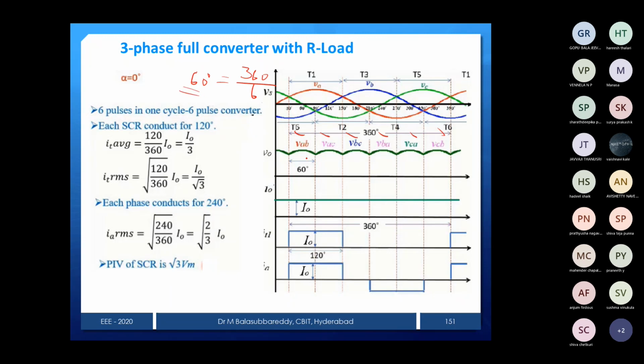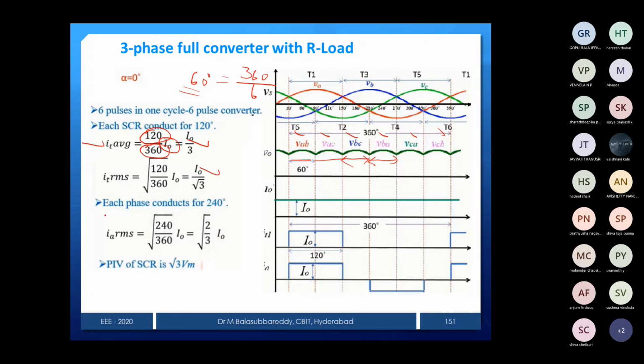Each device, meaning T1, is conducting here, and T1 is conducting here. Or you can see that T3 is conducting here and T3 is conducting here also. That means 60 plus 60, 120 degrees. So that is how we represent the average: 120 degrees of each device over 360 degrees. The total current is the I0 current, so I0 by 3 is your average thyristor current. And the RMS is just the root, and that gives I0 by root 3.